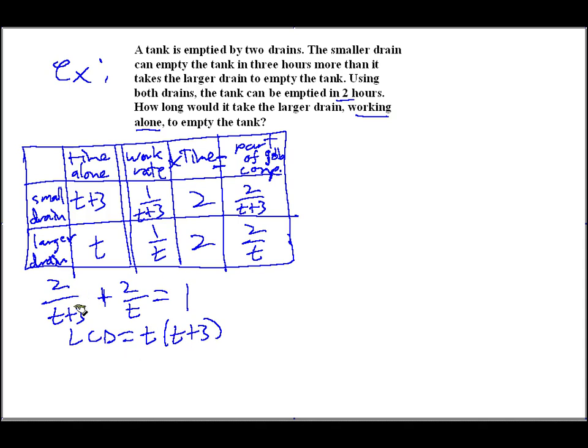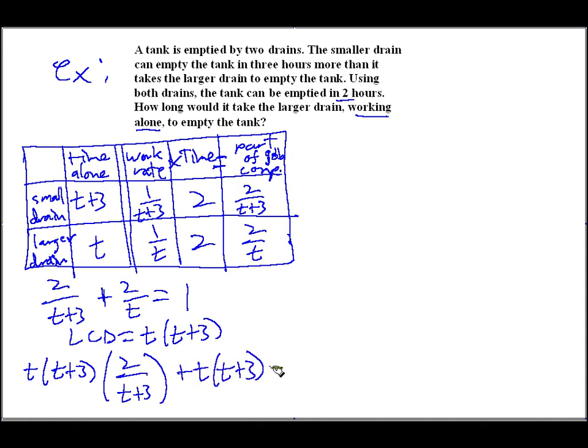All right, so multiply everything by T plus 3. Here it is: T plus 3 times the first fraction, 2 over T plus 3, plus T plus 3 times the second fraction, 2 over T, equal to 1 times T plus 3. Again, I'm multiplying T plus 3 to everything. Can we see that? All right, let's work it out.